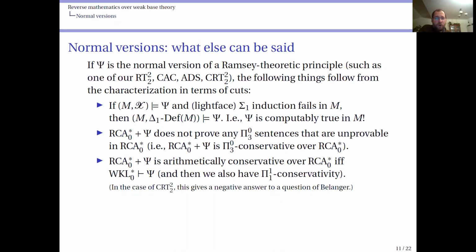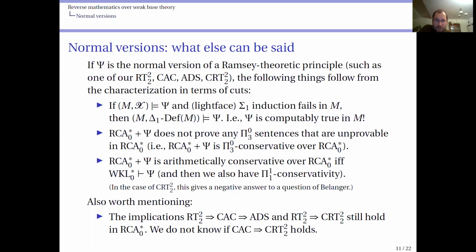And on the other hand, it turns out that this sort of principle is almost never conservative over the base theory for stronger first order statements. So if you want this principle to not only prove the same old Pi03 theorems that the base theory did, but also Pi04, Pi05, and so on, then you have to know that this principle actually follows from weak Königs lemma over the weak base theory. So we have a very strict criterion for conservativity in this case. And in the particular case of cohesive Ramsey's theorem, this shows that cohesive Ramsey is not arithmetically conservative over the base theory RCA0 star. This answers a question that David Belanger asked a number of years ago.